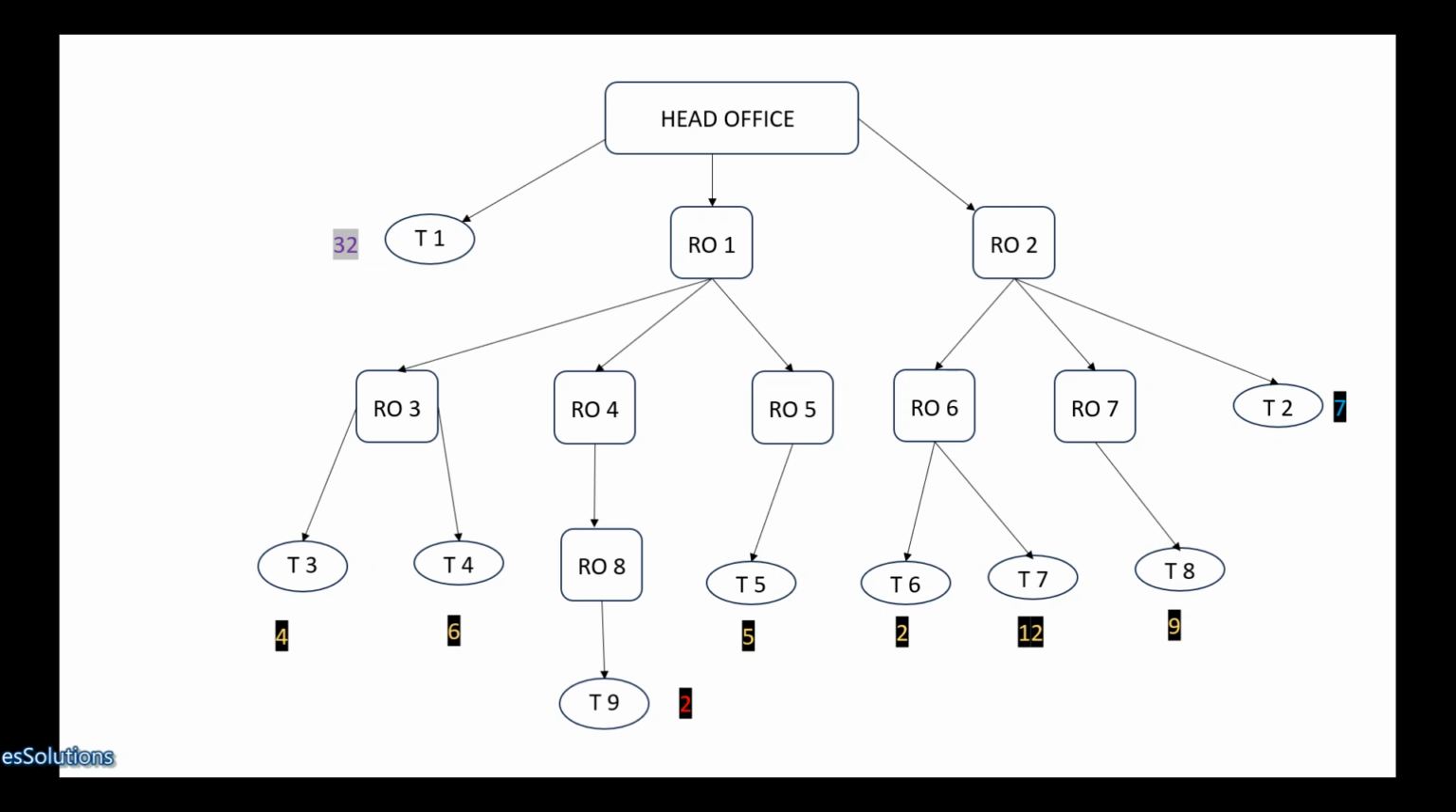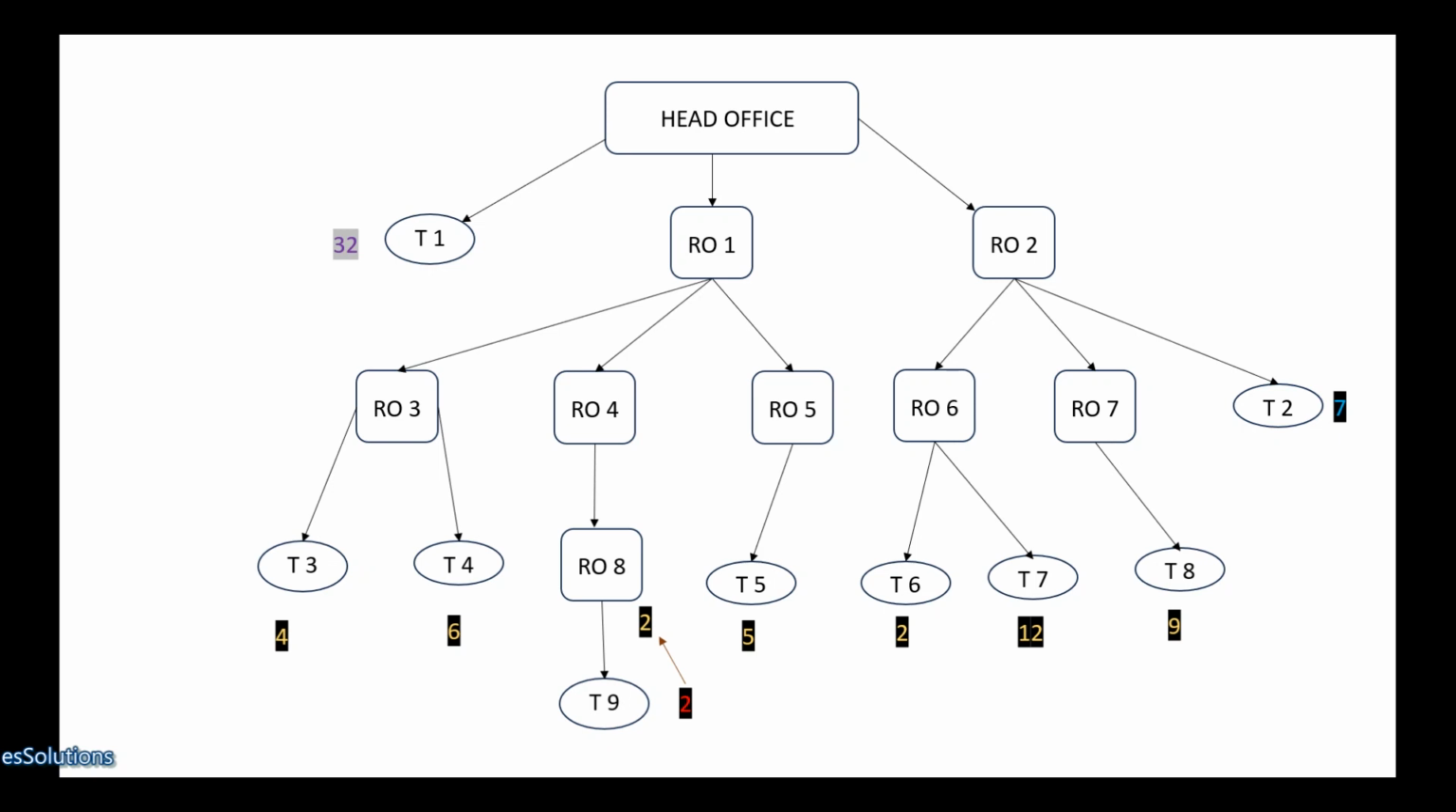Now, let's say this is what we have, and then we want to, from the head office, know what is the total number of staffs we have within this organization. What we will have to do is to have each team report the number of staffs they have to the regional office they are reporting to. So for example, the team 9 will report to regional office 8 that I have 2 staffs. So regional office knows that under me there are only 2 staffs.